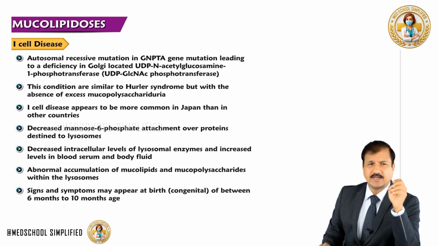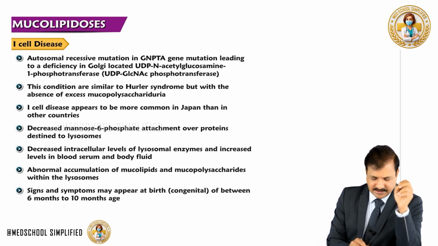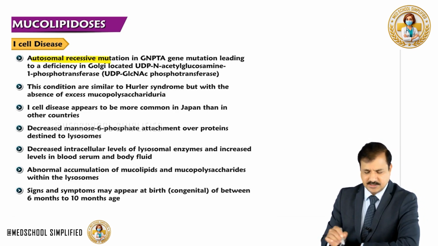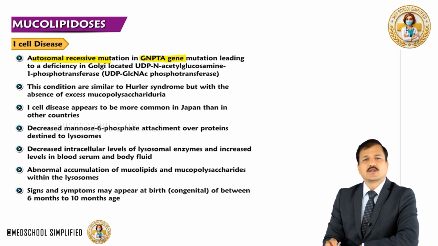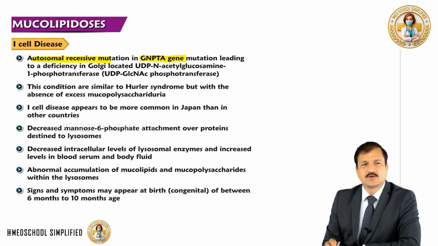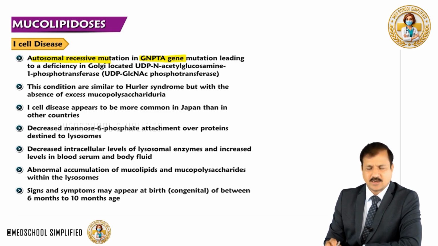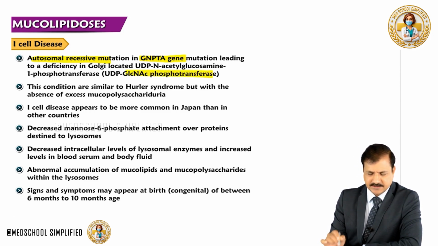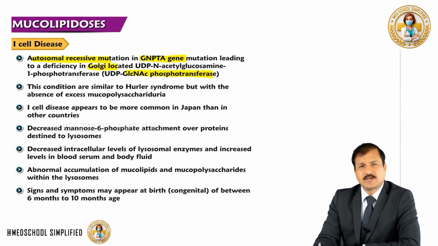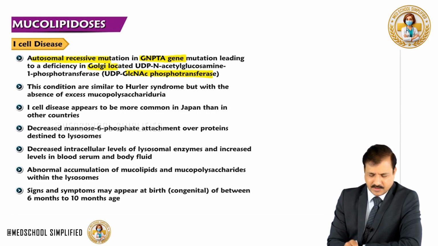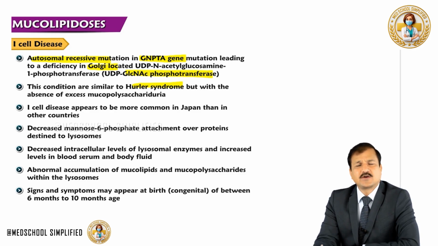Now let's get into the details of the disease. I-cell disease is an autosomal recessive condition because of mutation in the GNPTA gene, which is coding for UDP N-acetylglucosamine phosphotransferase, or GlcNAc phosphotransferase, which is located in the Golgi, like cis-Golgi. The condition is very similar to Hurler syndrome, but with the absence of excess mucopolysacchariduria.